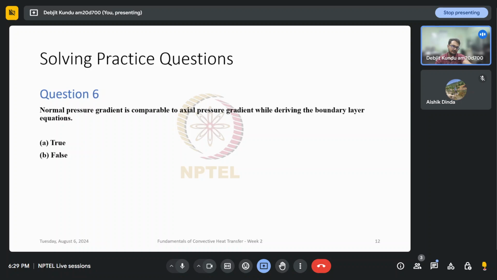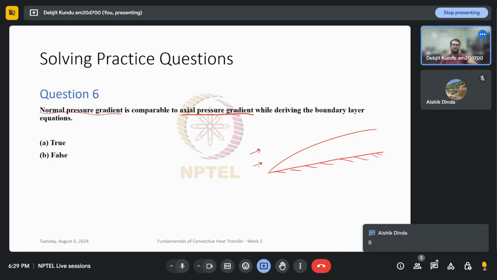We'll move on to another true or false type of question. Lots of true or false type of questions in this one. Okay, so this week basically. So we are looking at now, the statement says that the normal pressure gradient is comparable to the axial pressure gradient while deriving the boundary layer equations. Is that true or is that false? Once again, this is my configuration, a flat plate and a boundary layer forming over it.